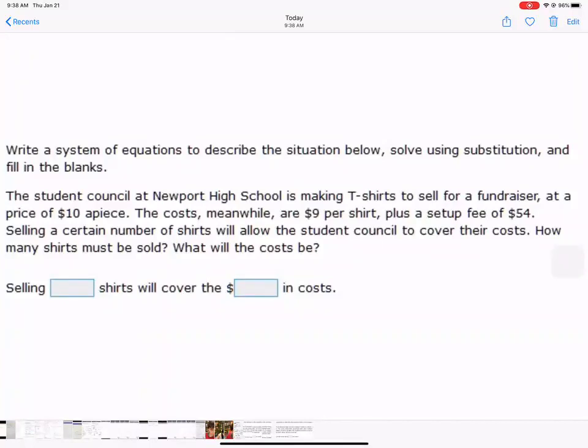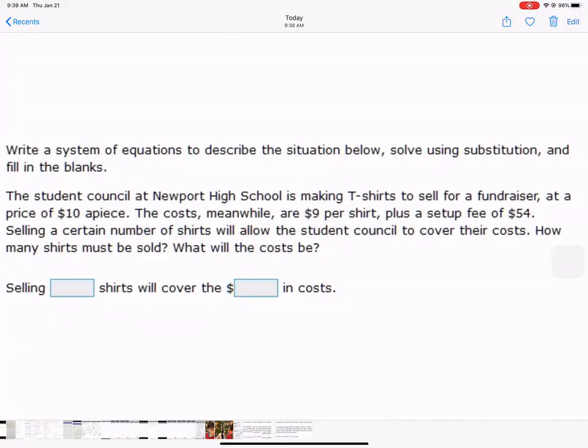A student council at Newport High School is making t-shirts to sell for a fundraiser at a price of $10 a piece. The costs, meanwhile, are $9 a piece plus a setup fee of $54. Okay, let's read that part again. A student council at Newport High School is making t-shirts to sell for a fundraiser at $10 a piece. So we know that they're selling t-shirts for $10 a piece. The cost, though, is $9 to make and a setup fee of $54.